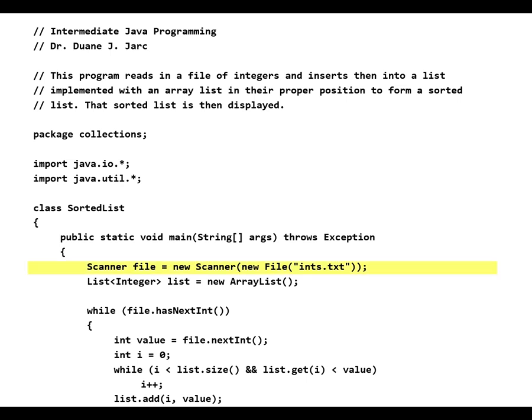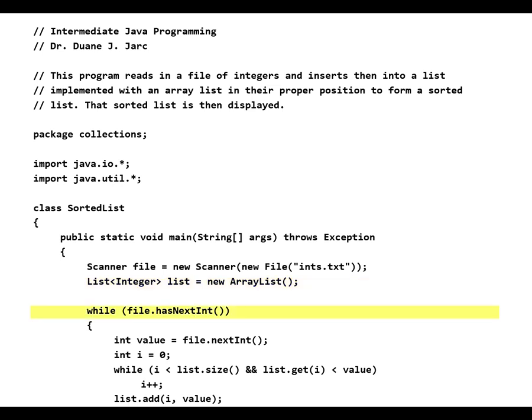The input to this program is a file of integers, which is opened in this statement. Next, the array list is instantiated. Notice that the type of the reference is the interface list, whereas the type of the object is array list. Declaring the reference as list ensures that this program only uses methods that are specified in that interface. Consequently, we could replace array list with linked list and this program would still compile and run correctly. It would not, however, be as efficient.